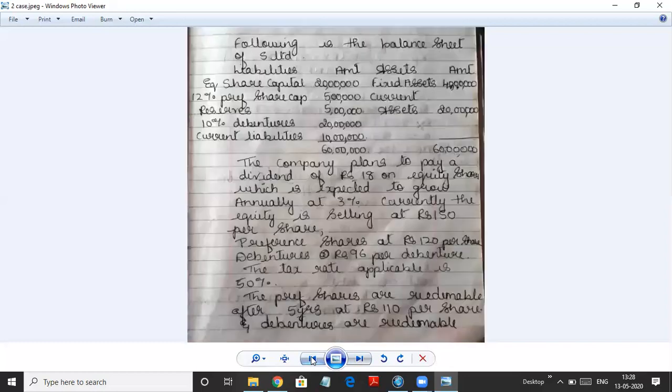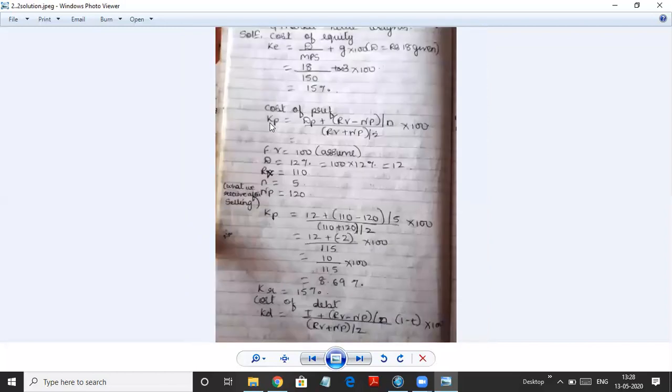Now let's find cost of preference. You see here the preference shares are redeemable after 5 years at rupees 110 per share, and debentures are redeemable. So we have to use the redeemable formula. So preference shares are redeemable. KP is equals to DP plus (RV minus NP), and this formula we use. We assume the face value to be 100.